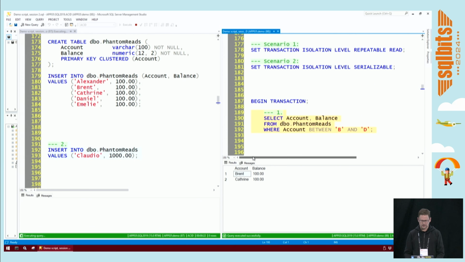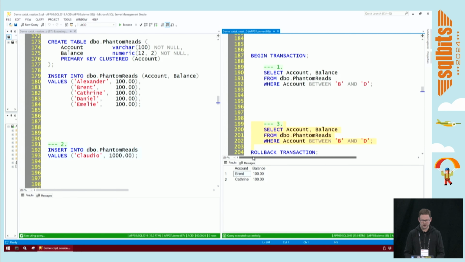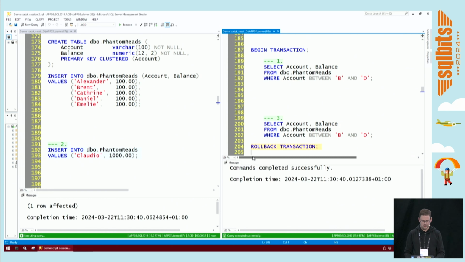So the right-hand side has no information about the stuff that's being blocked in the left hand. When I check again, same information, still just Brent and Katrina. I roll back the right-hand side, and now Claudio is there as well. Yes, your question.